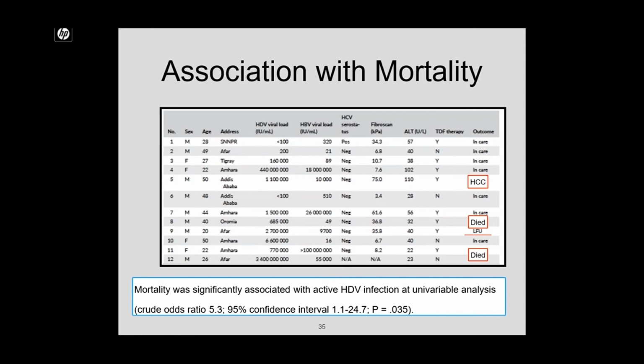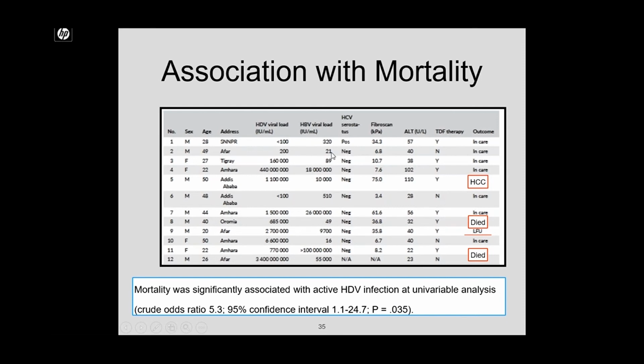And when we look at the association with mortality, the majority of the mortality occurred in this group. You can see patients who developed hepatocellular cancer, and other patients in the same group have died. One patient was lost to follow-up; we couldn't trace the patient who didn't come to follow-up. Mortality was significantly associated with active hepatitis D infection at univariate analysis, and the crude odds ratio was 5.3 with this confidence interval. You can see it is wide because of the small sample size.